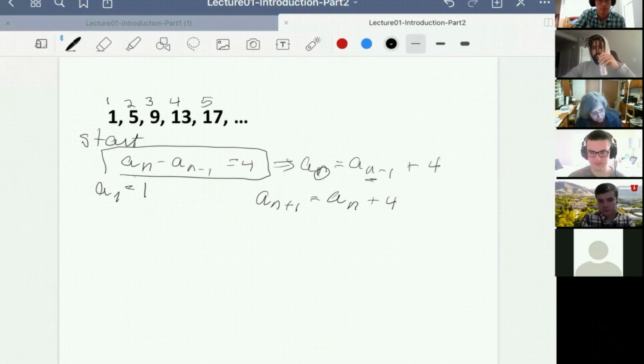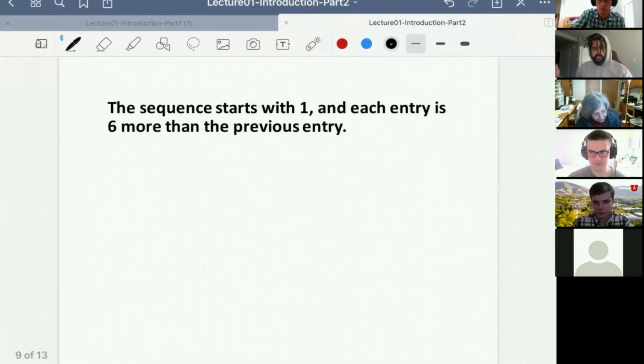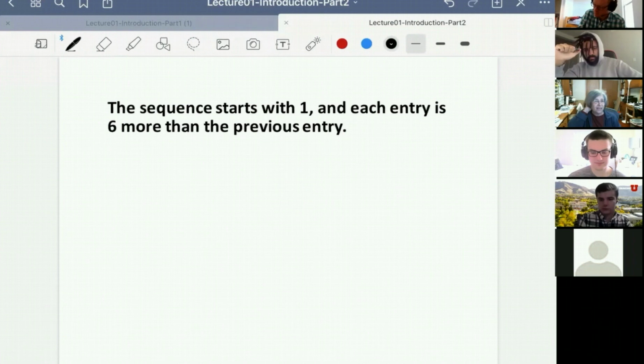Do the closed form by yourselves. Okay. Here's another one. The words for this tell us exactly what the recursive form is.